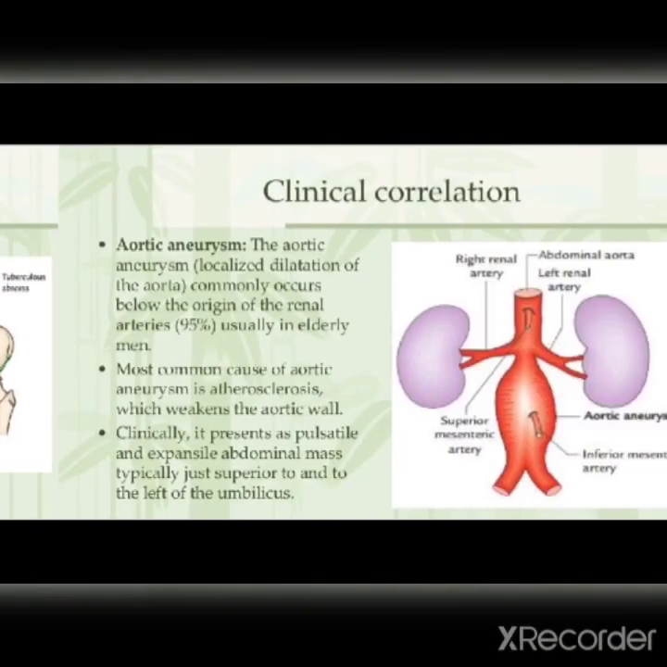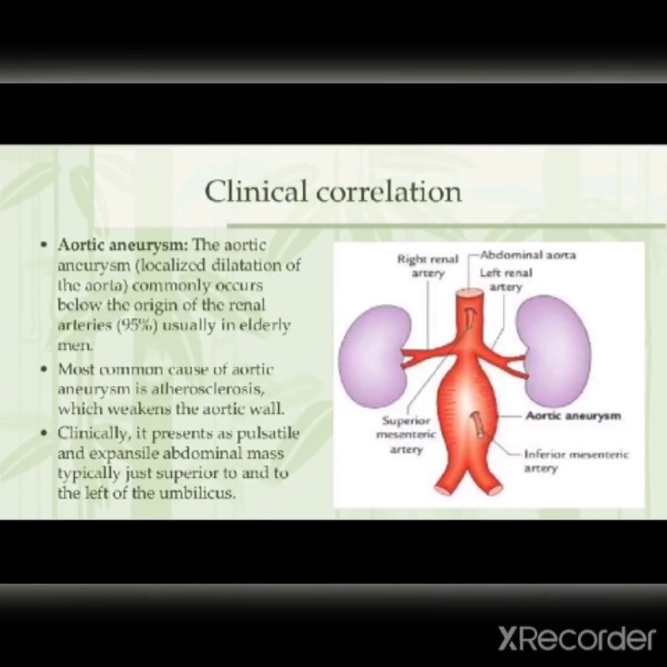Now, what is the aortic aneurysm? The aortic aneurysm is a localized dilatation of the aorta. It commonly occurs below the origin of the renal arteries, in about 95% of cases, usually in elderly men. The most common cause of aortic aneurysm is atherosclerosis, which weakens the aortic wall.